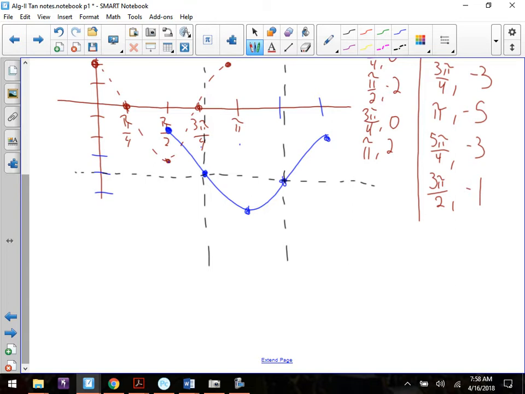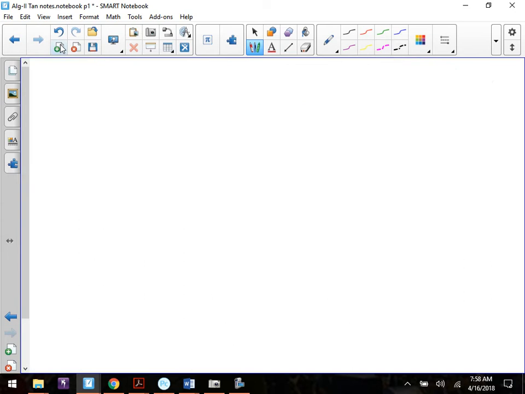Now, what happens then is, it's actually a little bit easier to show you what's going on if I do a completely non-shifted one. So we'll say it's 1, -1.